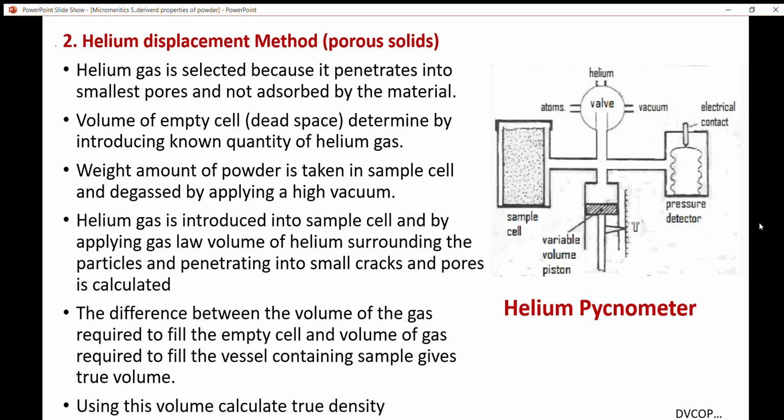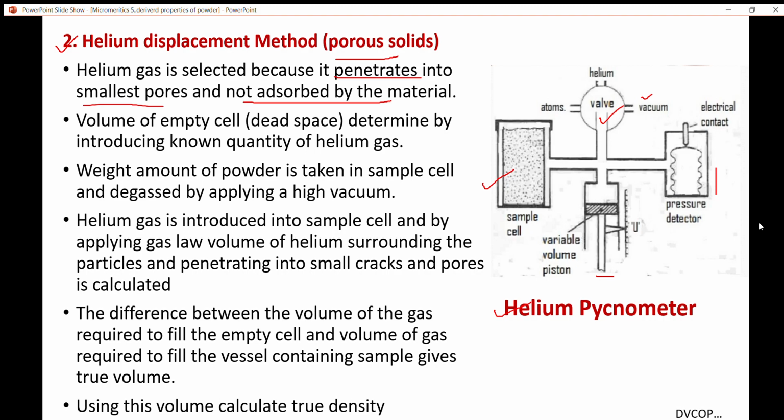The next method for true density determination is the helium displacement method for porous solids. In this, helium gas is selected because it penetrates into the smallest pores and is not absorbed by the material. In this image, you can see the helium pycnometer. It consists of a sample cell, then valves which regulate the supply of helium gas and vacuum. Here is the piston which regulates the function of the valve, and here is the manometer which detects the pressure.